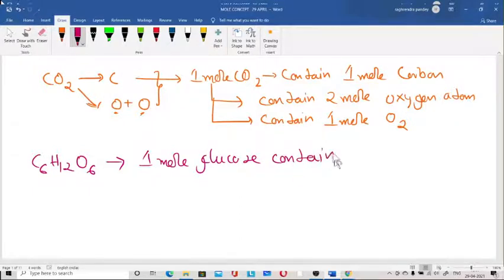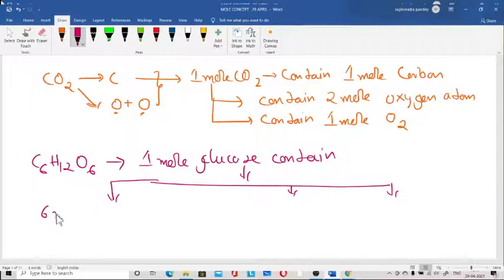Okay, so what it contains: carbon, hydrogen and oxygen. Let's take it like this. It contains 6 mole oxygen atoms. Yes, molecule. It is a molecule.